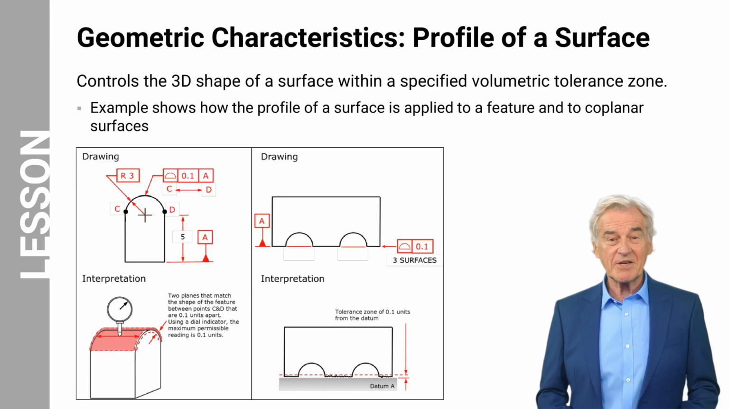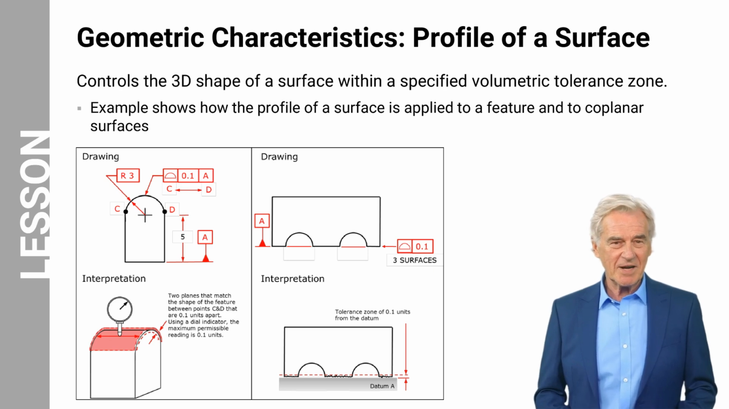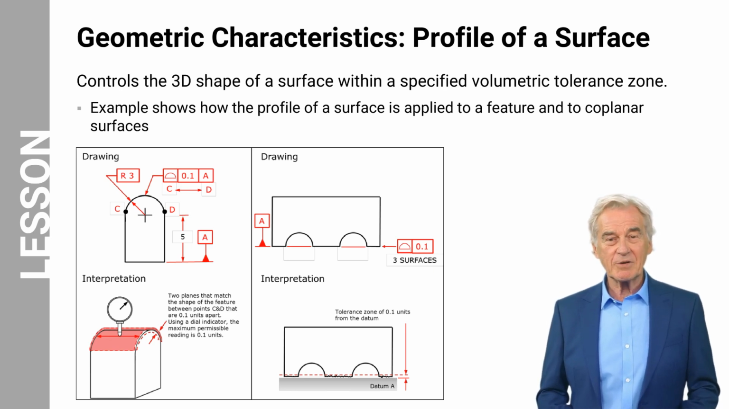Profile tolerances can also describe the profile of a surface. This figure shows the tolerance profile of a surface applied to a feature and to coplanar surfaces. Coplanar surfaces are surfaces that share a plane. When applied to a feature, the profile of a surface produces a tolerance zone that is two planes that match the shape of the feature between the indicated points C and D that are 0.1 units apart, as shown in the figure on the right. A dial indicator can also be used to ensure the tolerances. The maximum permissible reading on the dial indicator is 0.1 units.